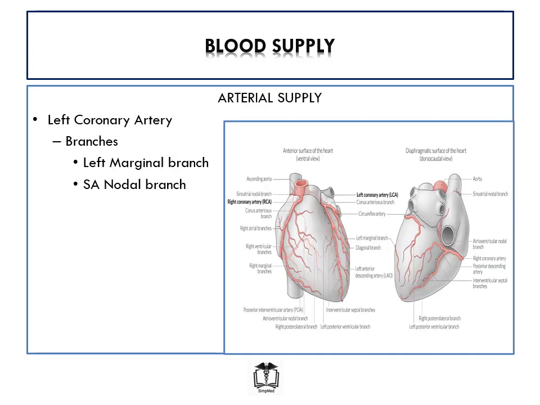What are the branches of the left coronary artery aside from the ones we mentioned? We also have the left marginal branch that supplies the left atrium, and we have the SA nodal branch that supplies the SA node.